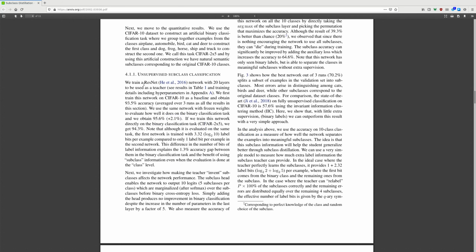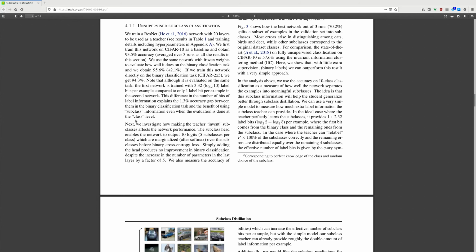We train ResNet with 20 layers to be used as a teacher, with training details of parameters over there. If you train the network on a classification task, you get plus 1% accuracy, a 1.3 accuracy gap between them in the binary classification task, and that is the benefit of using supplied information, even when the evaluation is done at the class level.